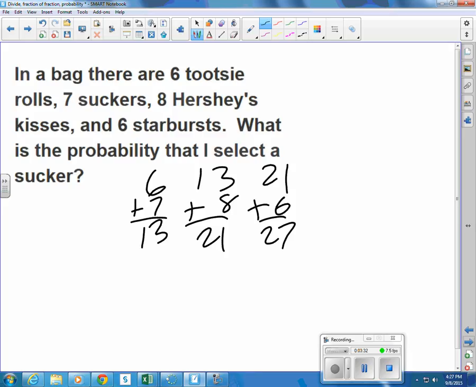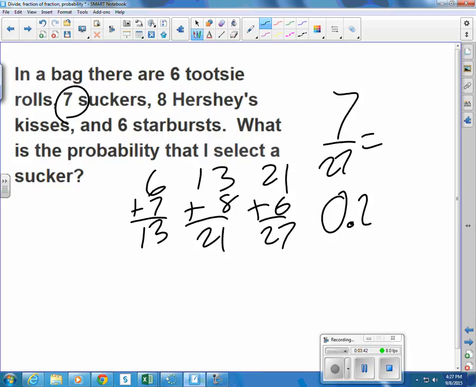And how many of those are suckers? There are 7. So the probability would be 7 out of 27. Calculator says 0.259. That is the probability. So probabilities typically go between 0 and 1. 0, it will never happen. 1, it will always happen. Things in between are, so this one is about 1 out of 4, more or less, 25%, more or less, 26%.